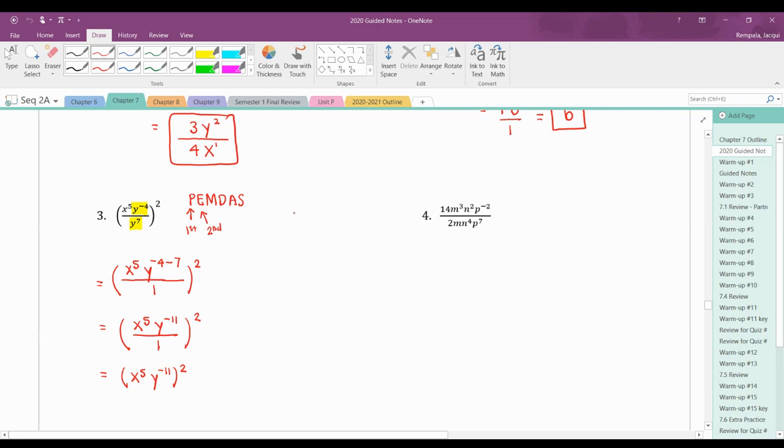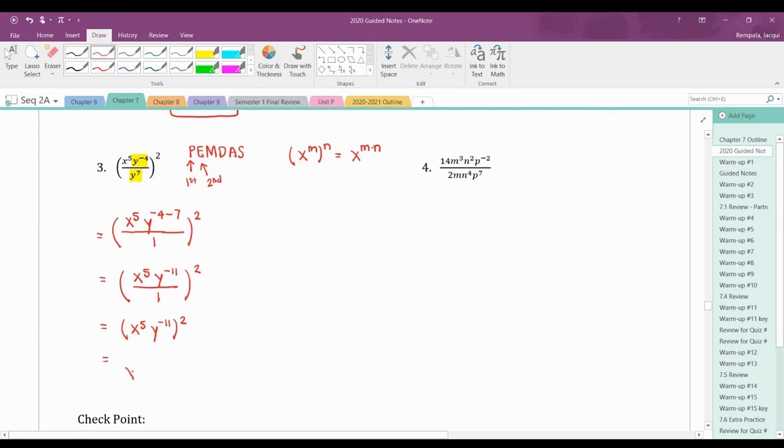If you remember the definition, if I have something like x to the m being raised to the nth, that means I keep the base and I multiply the exponents together. So I am going to keep that base of x and I'm going to multiply its exponent of 5 times the outside exponent of 2. I keep the base of y, I multiply the inside exponent of negative 11 times the outside exponent of 2. That gives us then x to the 10th power and y to the negative 22nd power.